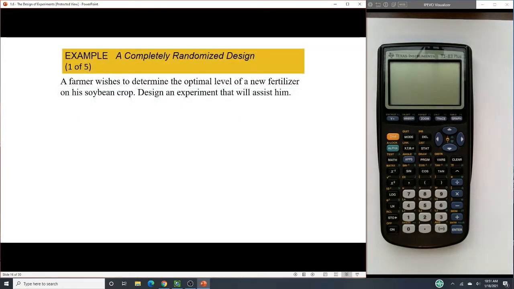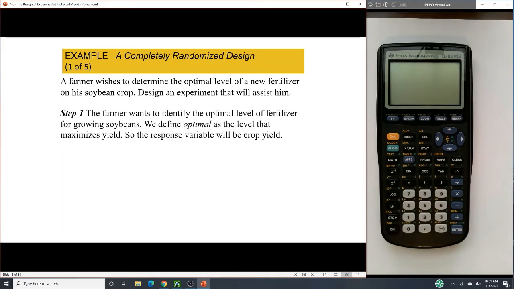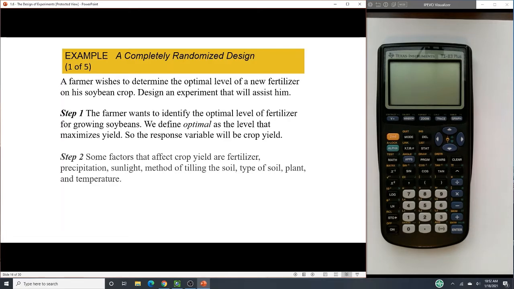All right, so an example here, a farmer wishes to determine the optimal level of a new fertilizer on a soybean crop, and so we want to design an experiment to help them. All right, so step 1, the farmer wants to identify the optimal level. Okay, so we define optimal as the level that maximizes yield. We want the best yield of soybean. And so the response variable will be the crop yield.